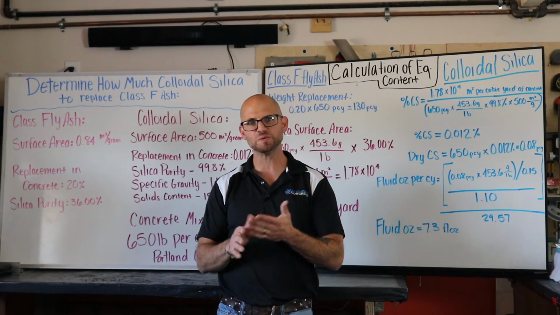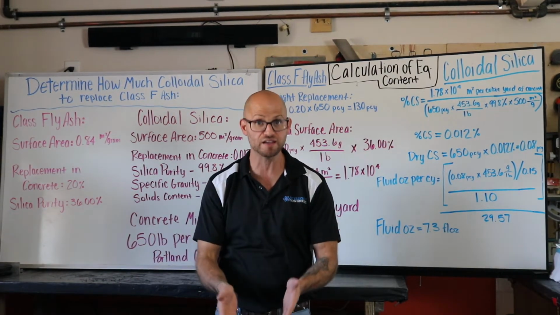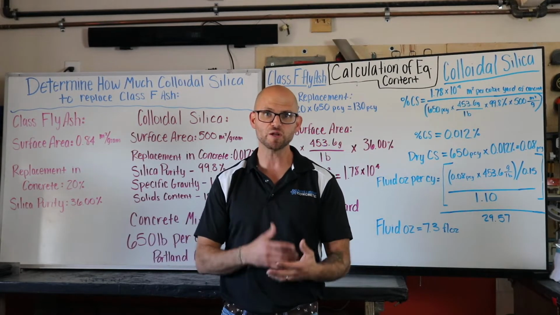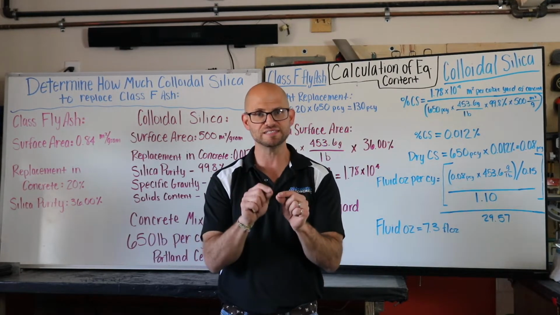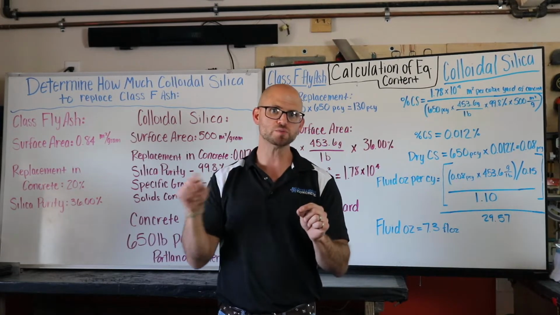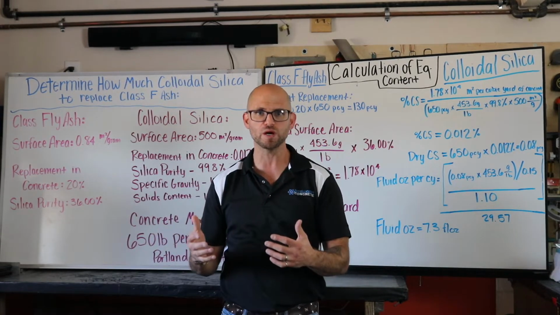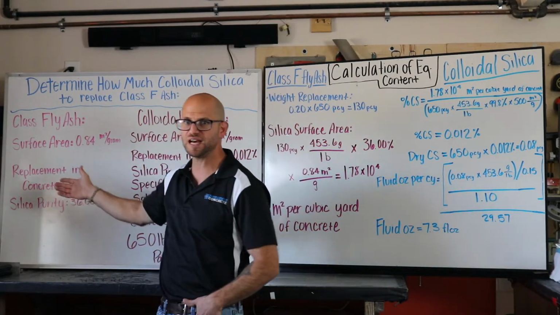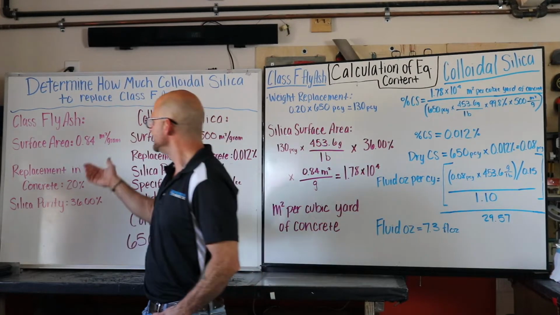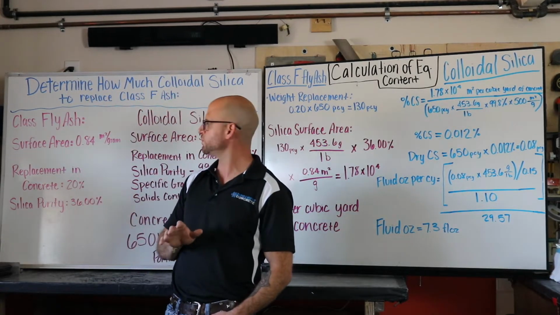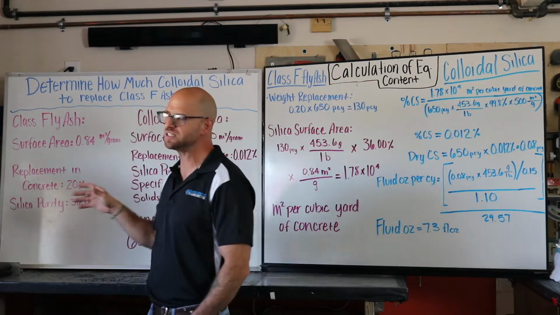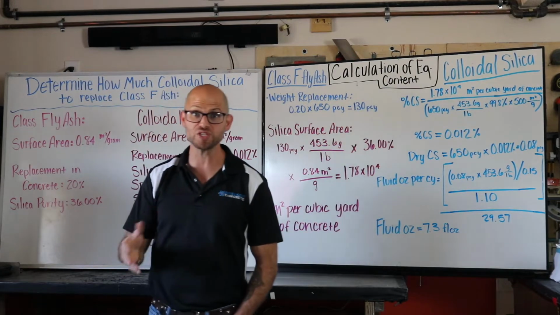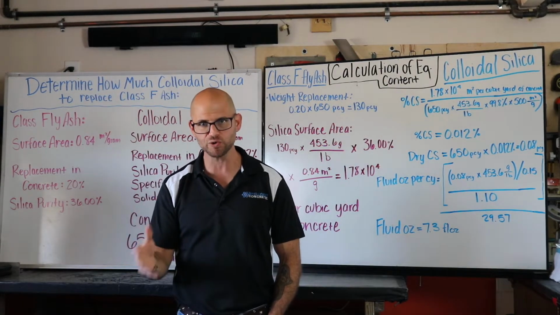Class F fly ash is something that's been used in the concrete industry for many decades to reduce the porosity and increase the development of calcium silicate hydrates, and it's the silica in the fly ash that consumes some of the calcium hydroxide to create more of the backbone of concrete strength, the calcium silicate hydrate. So here is our Class F fly ash. This is something that we got here in Colorado. It has a surface area of 0.84 meters squared per gram and a silica purity of around 36%, and we were using about 20% replacement in our concrete mix.